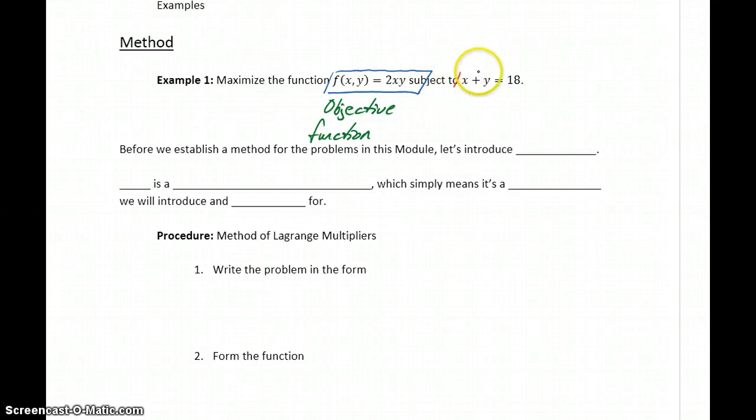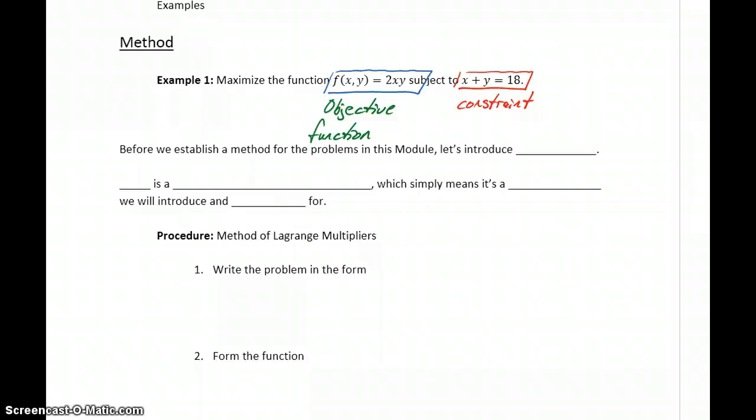x plus y equals 18. So this is our constraint function. We're applying a constraint that whatever x and y are, these two variables have to sum to exactly 18. So we're placing some limitation or some restriction on those two independent variables.